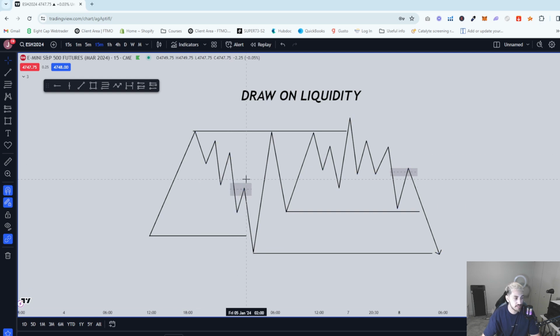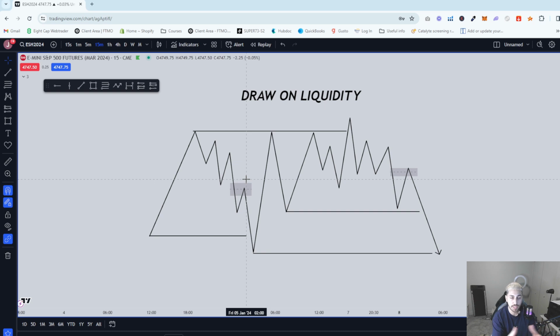One thing I cannot stress enough is draw on liquidity to figure out where price is most likely going to go. You need speed, and you need displacement. Those two things are very key in trying to figure out where price is most likely going to go, whether it be on the lower time frame or the higher time frame. Okay, you need that speed and you need that displacement.